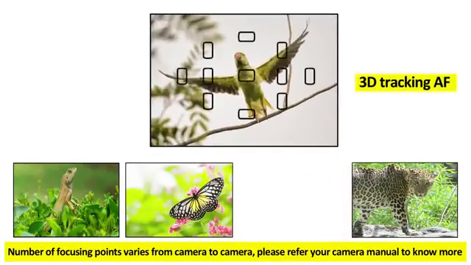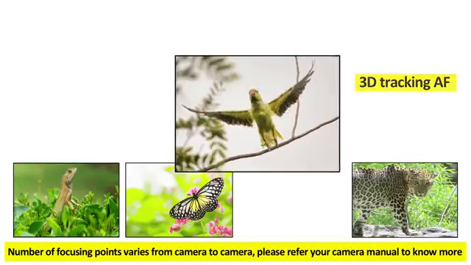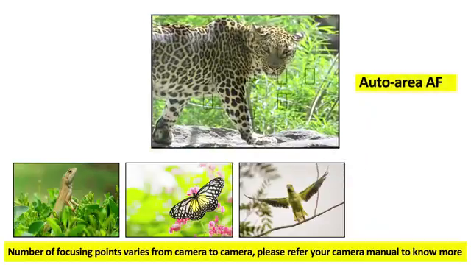In the 3D tracking mode, the camera tracks moving subjects and selects the focus area automatically. In the auto area AF, the camera detects the subject type and automatically selects the focus area from among 39 focus points. Now let's see how to choose an autofocus area mode on the camera.